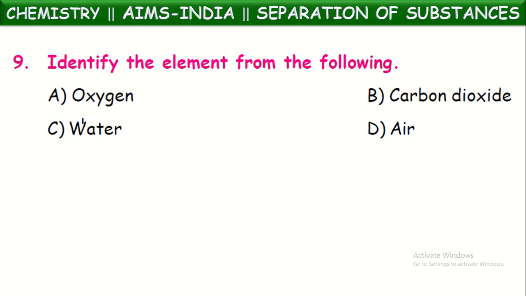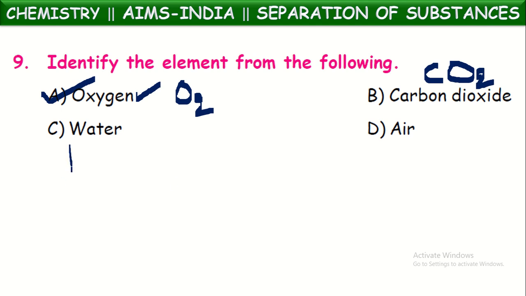Is oxygen an element? Yes, oxygen is an element because we just said that a substance which contains only one kind of atoms is called an element. So oxygen has the formula O2, which contains only one kind of atoms, oxygen atoms. Whereas carbon dioxide has the molecular formula CO2, so it is a compound.